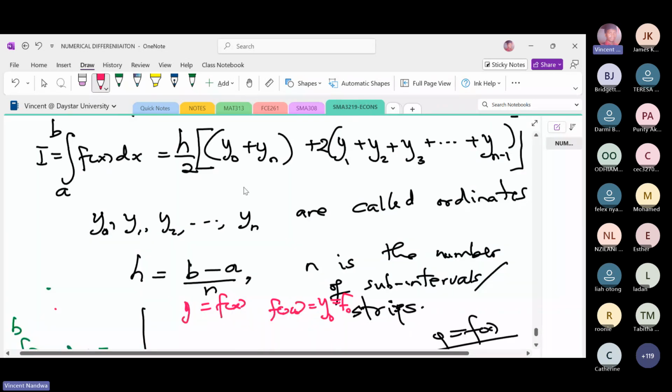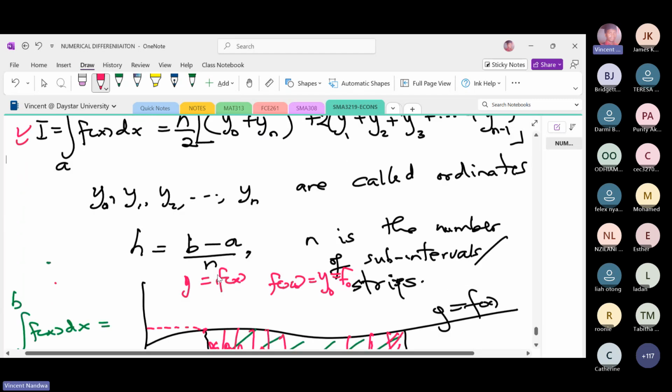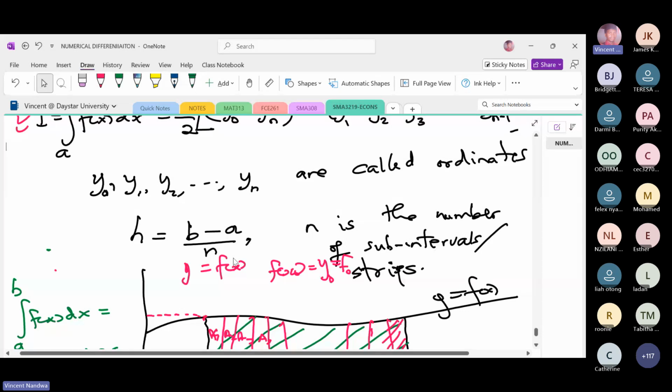And so this is the definition. You get a sum of the end ordinates, then plus twice the sum of the middle ordinates, then you multiply by h over 2. H is actually the size of each strip, or the width of each strip, simply given by the difference between the limits divided by how many strips or subintervals you have.